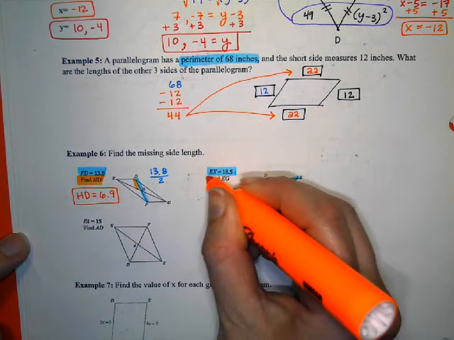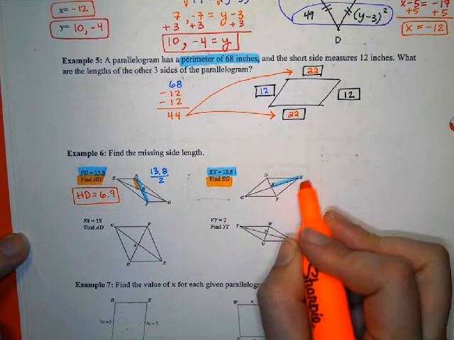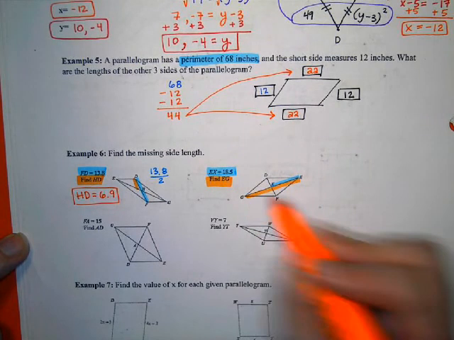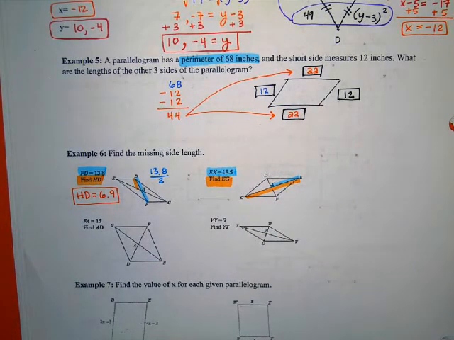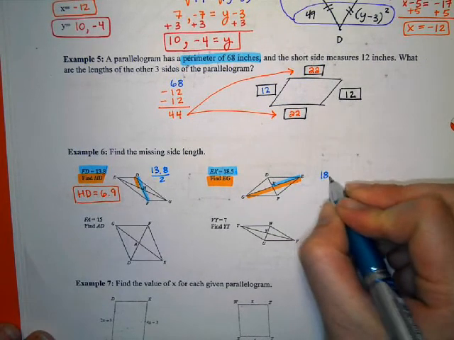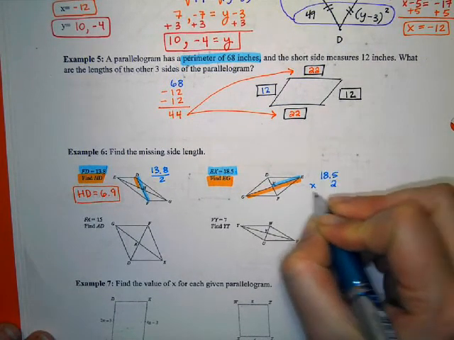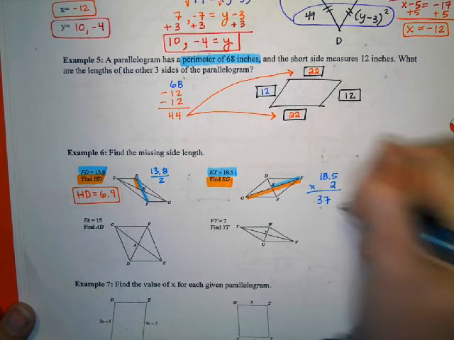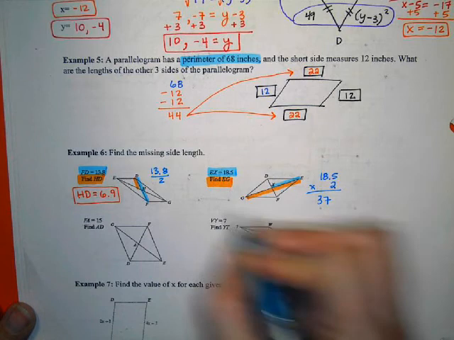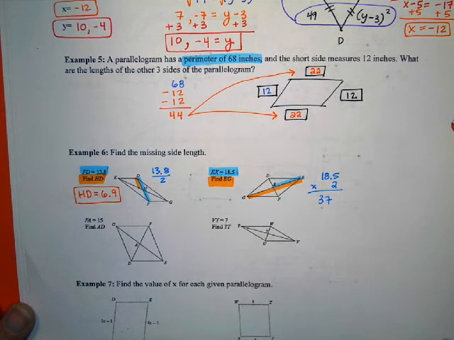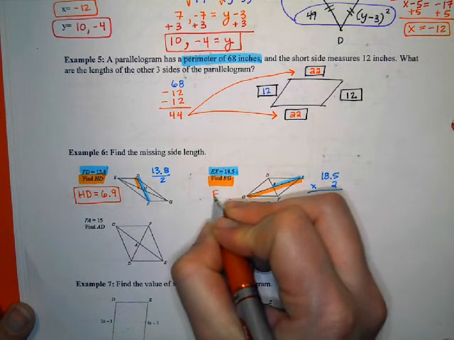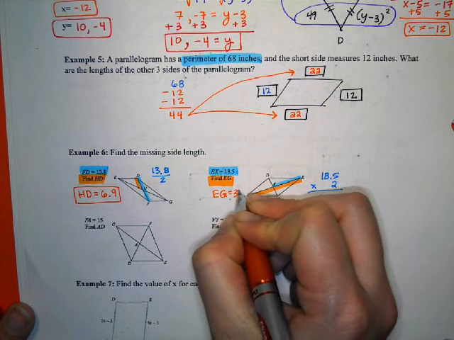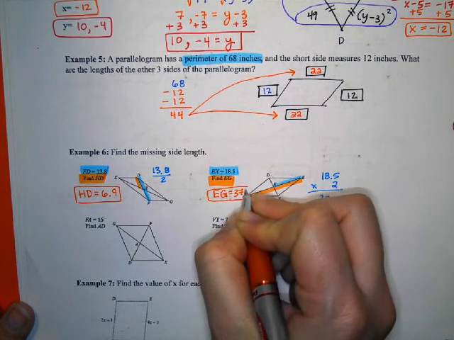They give us E to X. E to X. It's only half the distance. They want us to find E to G. E to G. How am I going to find E to G? 18.5 times.